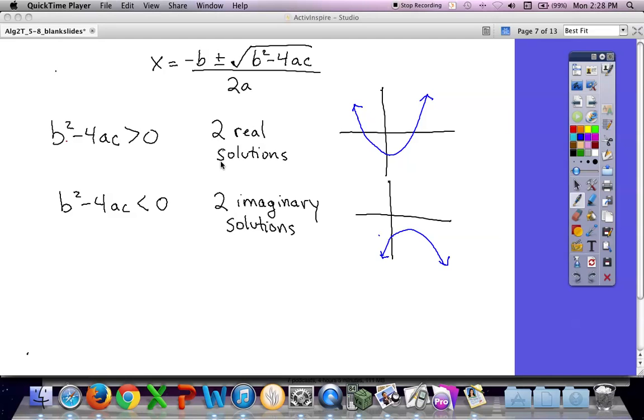That's the one that looks like, on the graph, your quadratic, the parabola, crosses the x-axis twice. Because remember, the x-axis is like a number line. If it crosses the x-axis, it has a real solution. If it crosses twice, it has two real solutions. It has two real solutions when that number is positive.